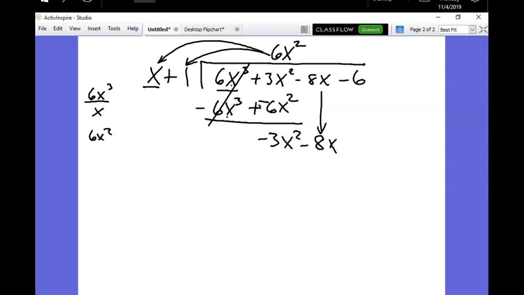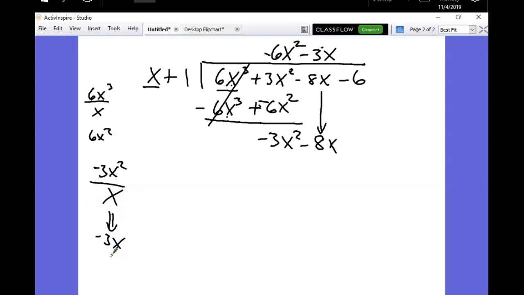This time, instead of asking what do I multiply x by to get 6x cubed, now I want to know what do I multiply x by to get that? What's the answer? Negative 3x. After we find out how many times it goes in there, what do we do with this? Wait, why negative? It's positive. No, it's negative, because when you add the check sign, it said negative. So you take this and divide it by that, and you're left with negative 3x.